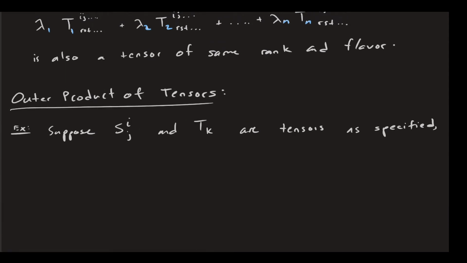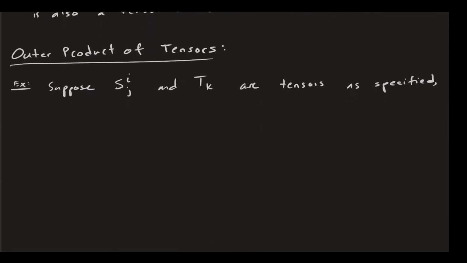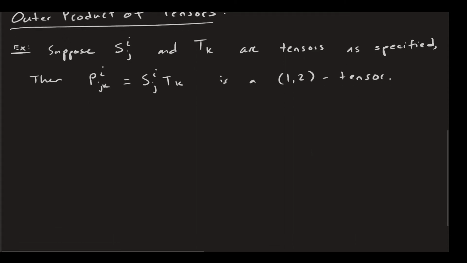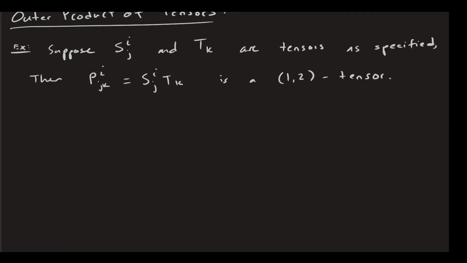Then what we can do is produce a new tensor called P^i_{jk}, which is S^i_j T_k, and it is a 1-2 tensor. And I will show you that it is a tensor. So, proof that it is a tensor.